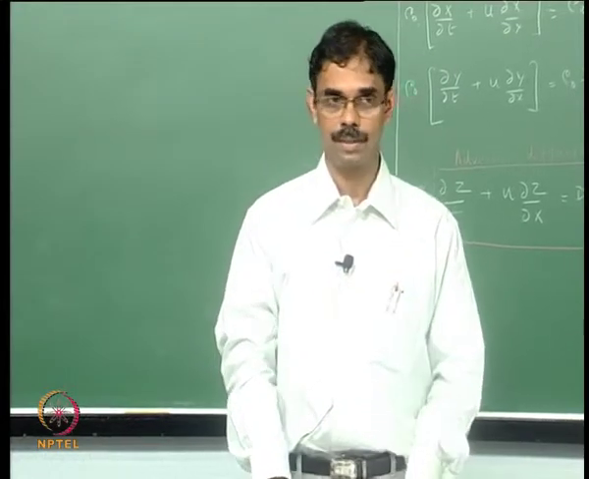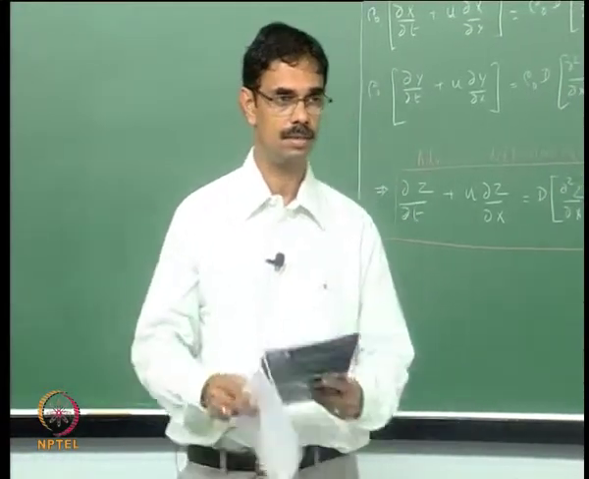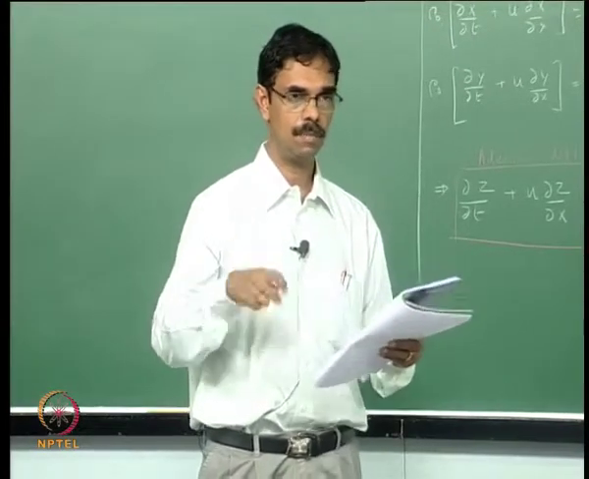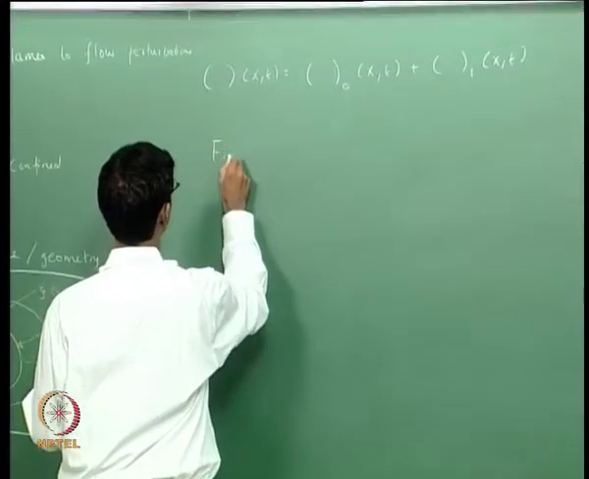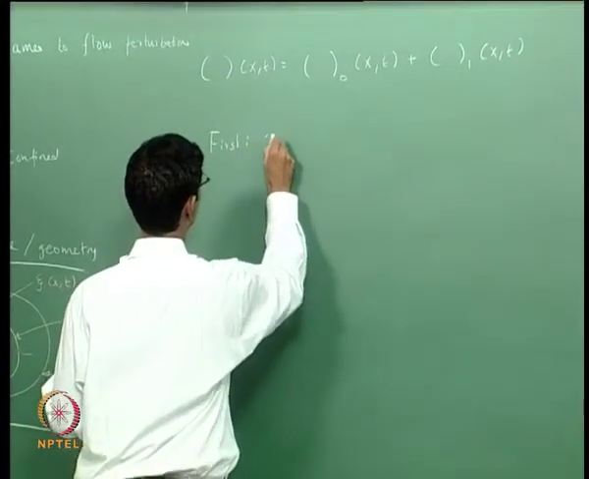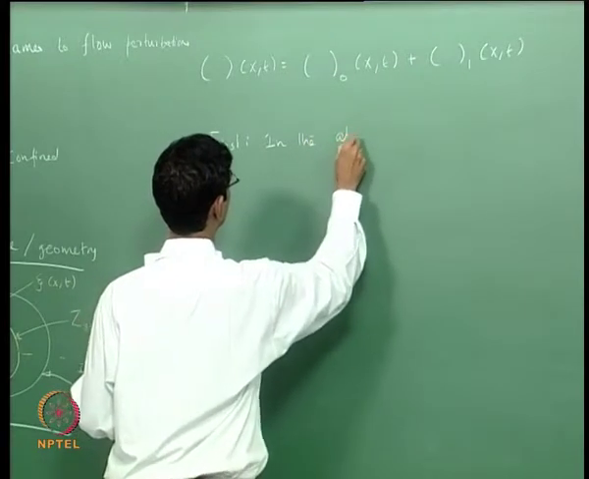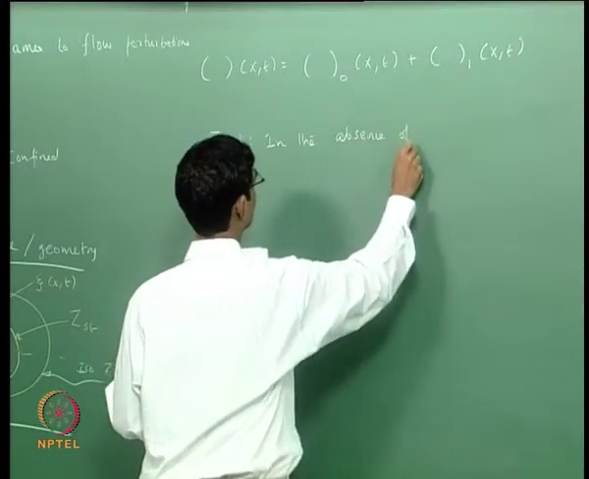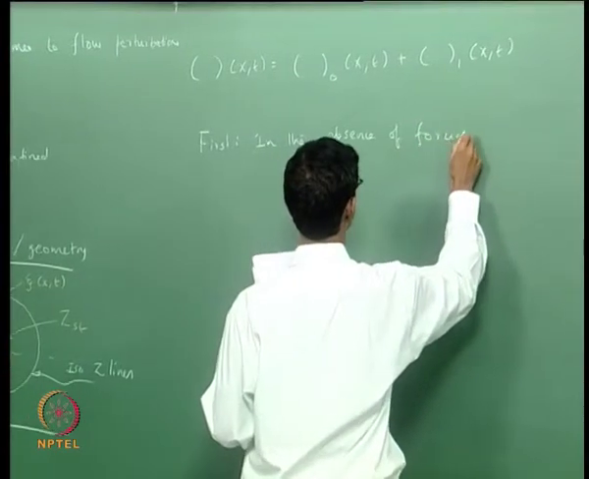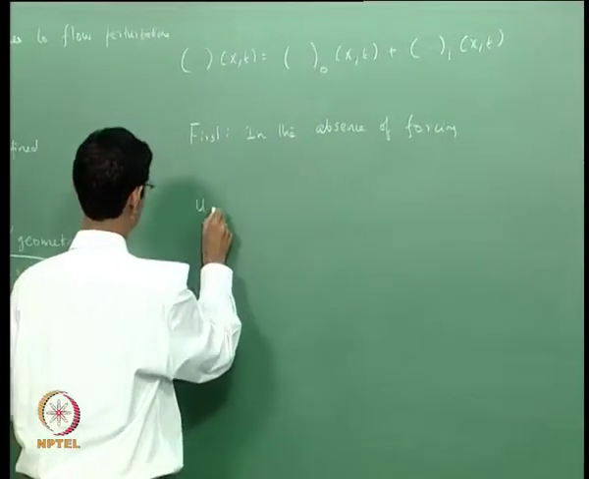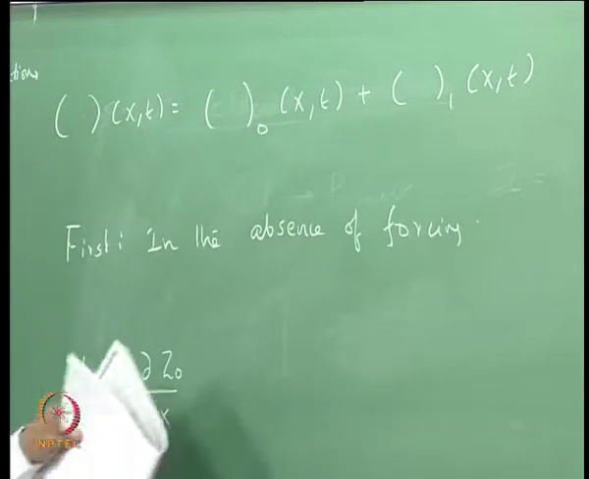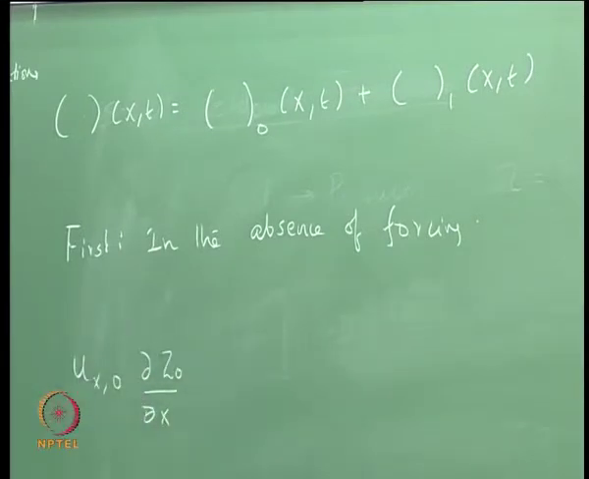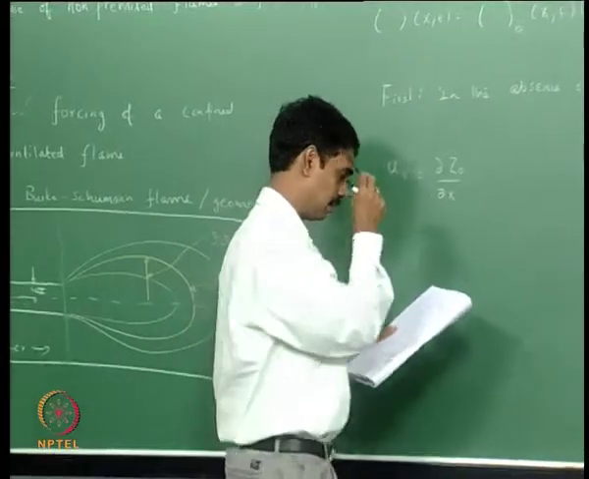First we will study the problem in the absence of forcing, so that we can get the steady solution, and then we will look at the problem with forcing. In our previous notation, this would be z bar and u bar, but I am just following Lou-Evans book here, so that you can follow it also.